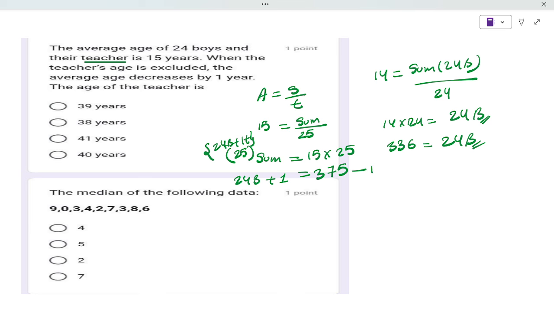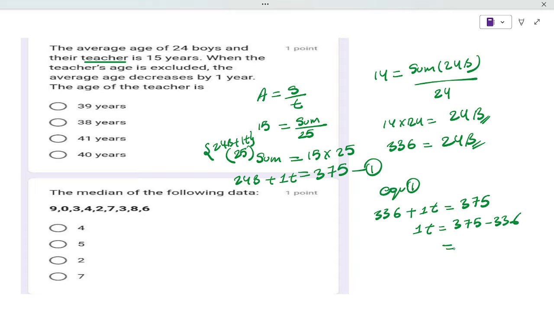So let's say this is equation 1. Then here equation 1 becomes what? If 24 boys are there, we can put 336 plus 1 teacher. So this is the 1 teacher's age, and the total is 375. So the 1 teacher's age will be 375 minus 336. Then this will give us 39 years. So 39 years is the correct answer.